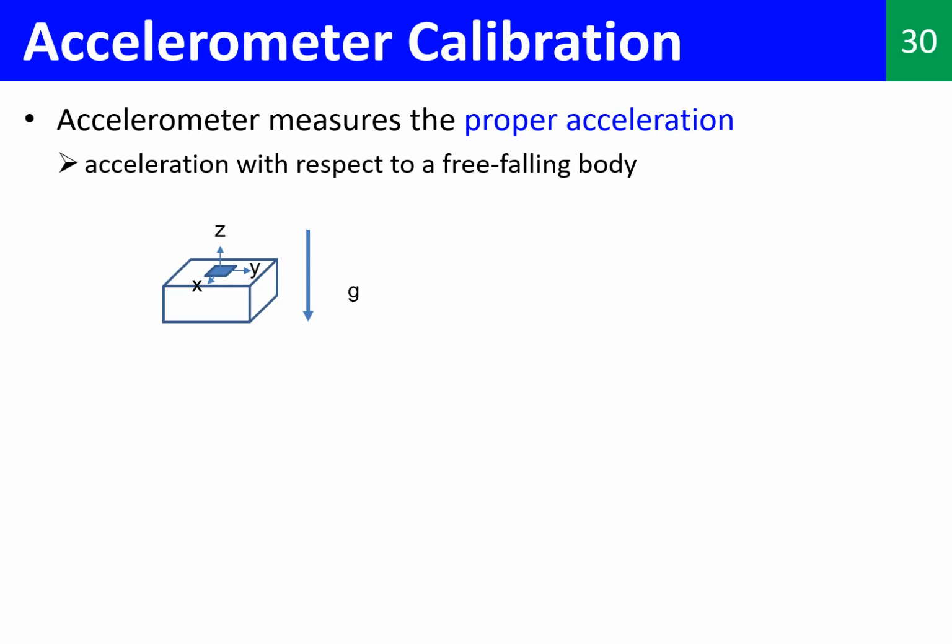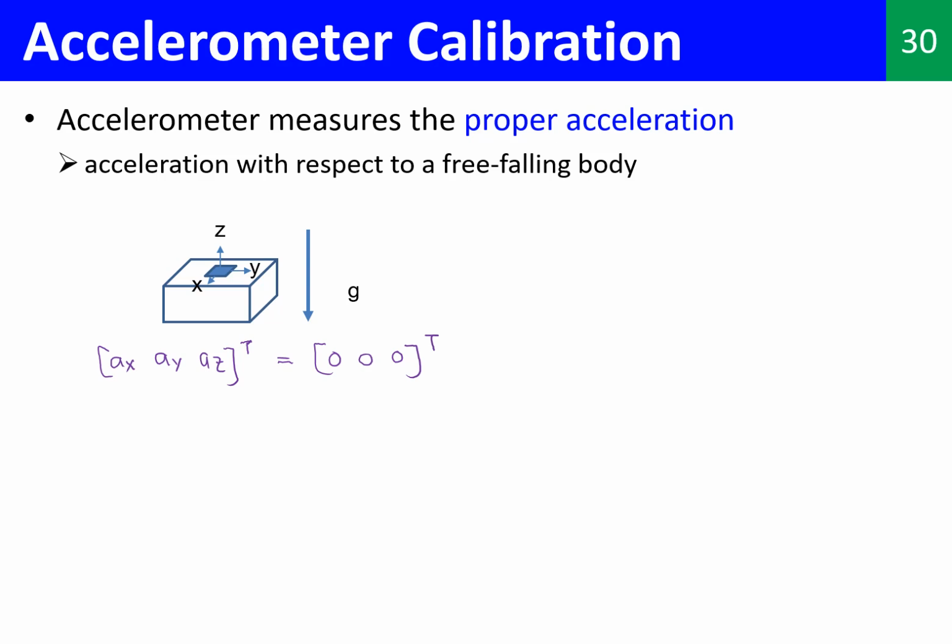An accelerometer measures what's known as the proper acceleration. That is the acceleration of the attached body with respect to a free-falling object. So if I ask you what is the accelerometer reading if it is fixed to an object that free falls due to gravity, what would be the answer? Well, it should be 0, right? So we will get a reading AX, AY, AZ that would be 0, 0, 0.